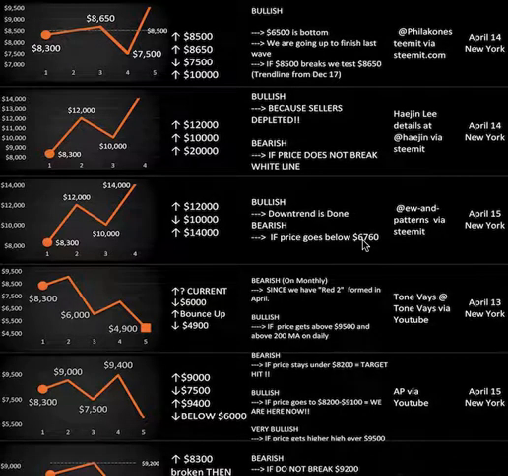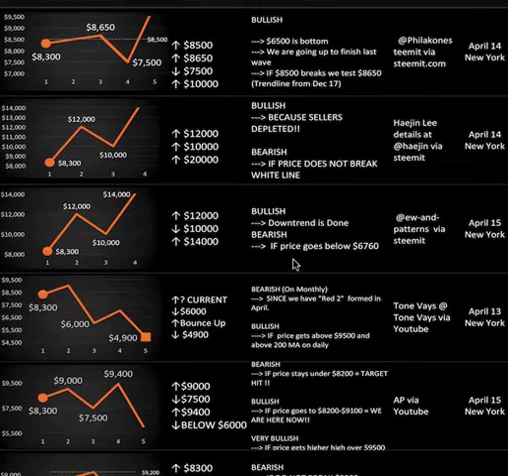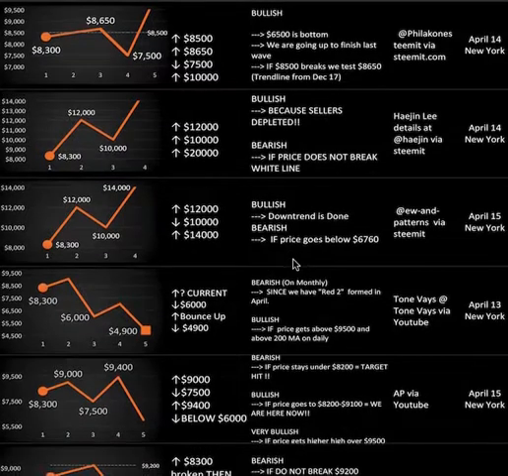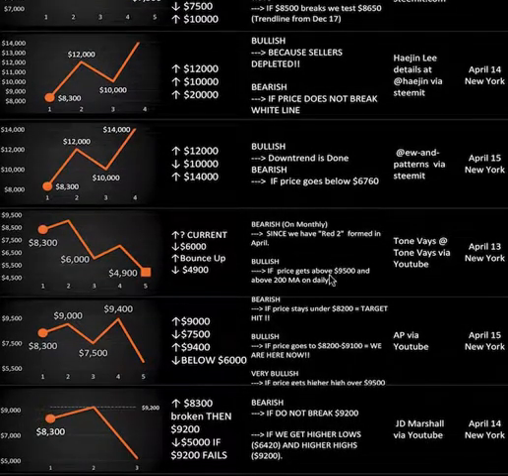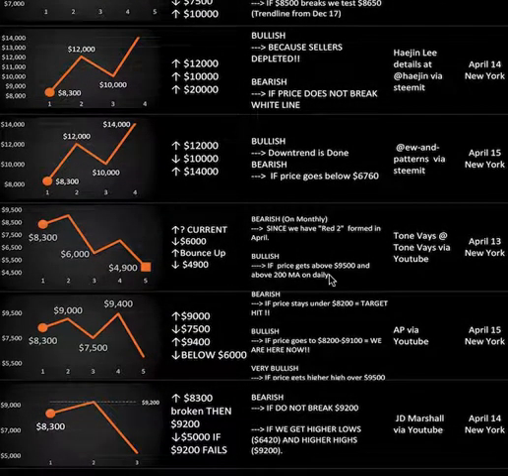So that's the number you want to pay attention to for invalidating that bullish count. Then you have Tony Vase. No new updates for a few days. I did keep him in the analysts as he originally looked at the weekly chart, still bearish, but it is forming equilibrium, sorry.